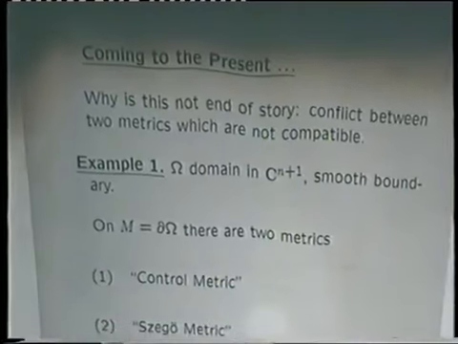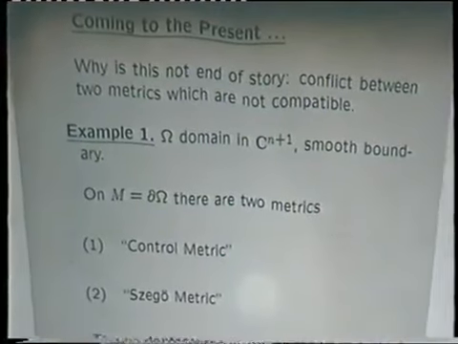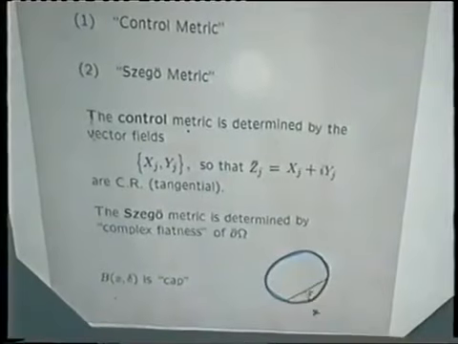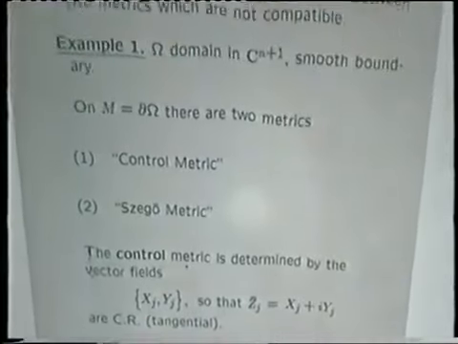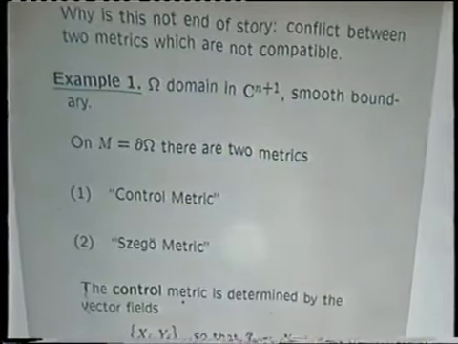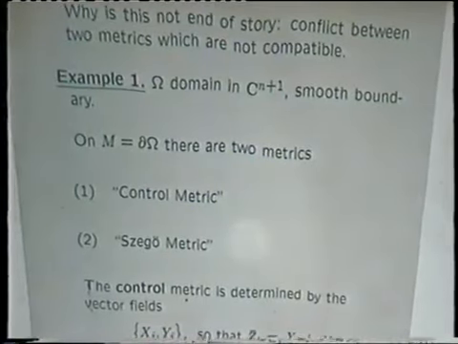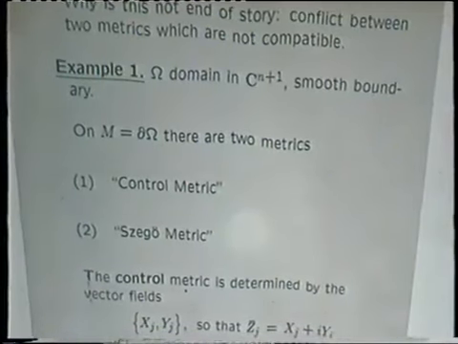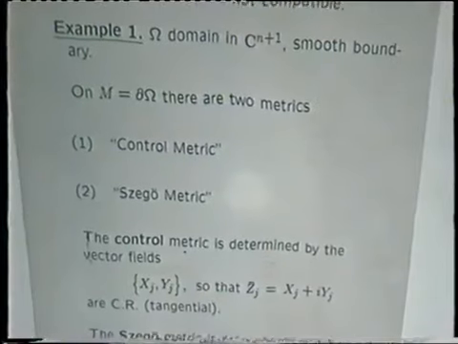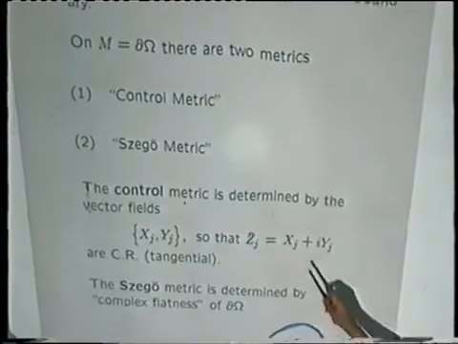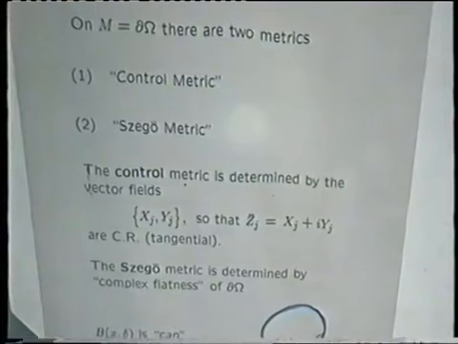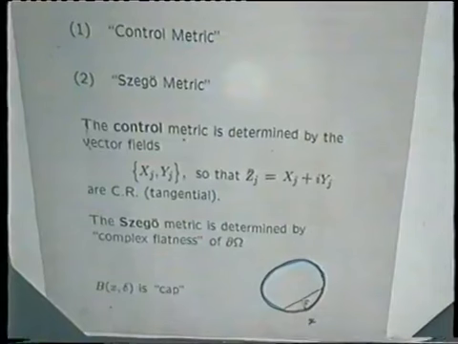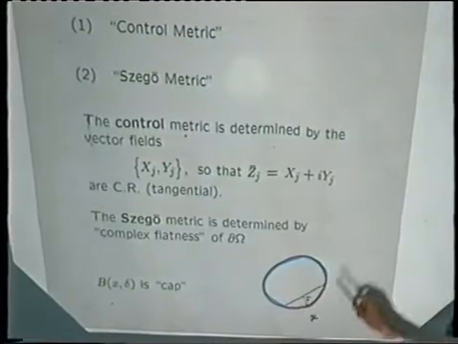And what we're really interested in is the boundary. Here's actually the picture of the domain. And we're interested in the manifold, which is the boundary of the domain. And now I'm going to say that there are two metrics. The first metric I just talked about, that's the control metric. So we take, again, the tangential Cauchy-Riemann vector fields, of which now there are 2n for the real and imaginary parts. And we take the control metric.